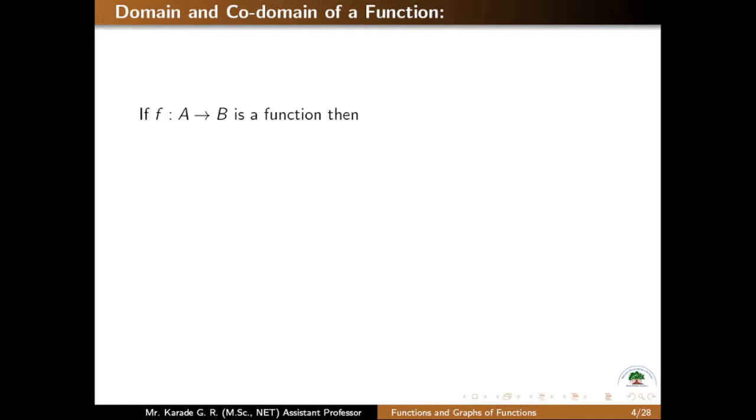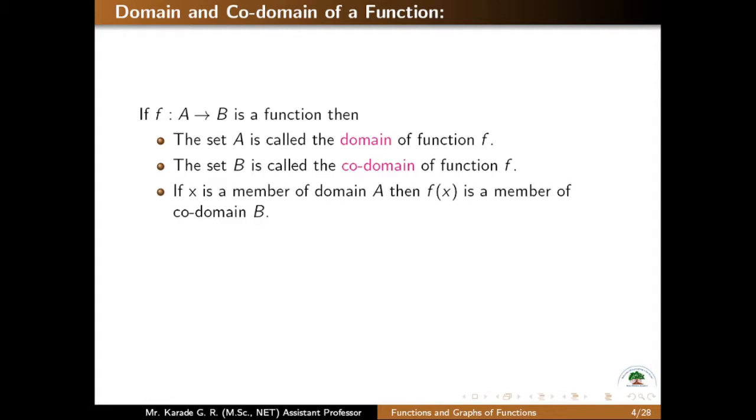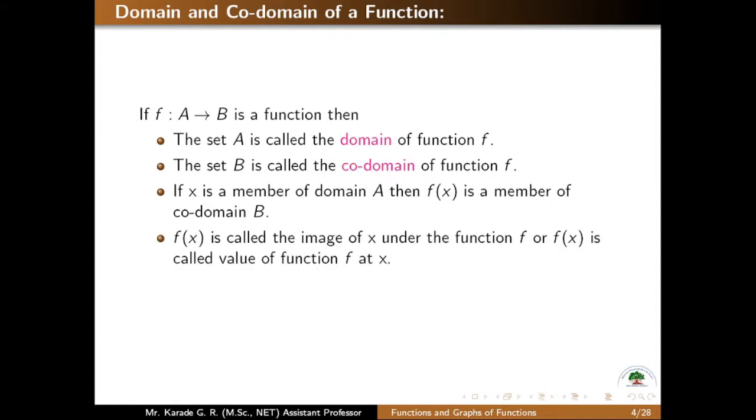Now, domain and codomain of a function. If f: A → B is a function, then the set A is called the domain of function f, the set B is called the codomain of function f, and if x is a member of domain A, then f(x) is a member of codomain B. f(x) is called the image of x, and f(x) is called the value of function f at point x. x is called the preimage of f(x).